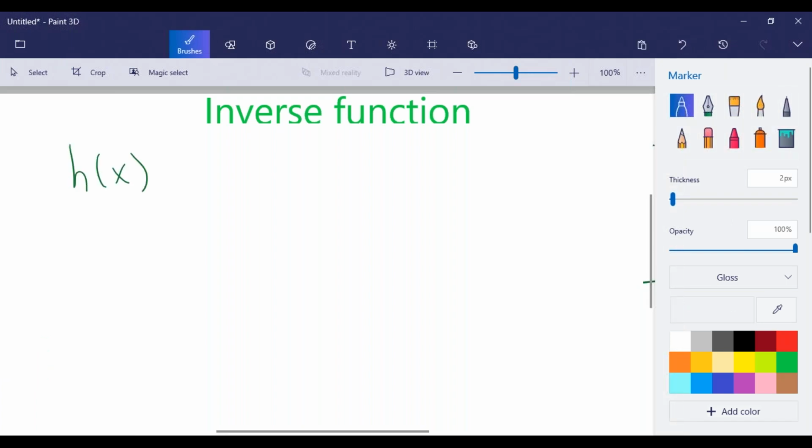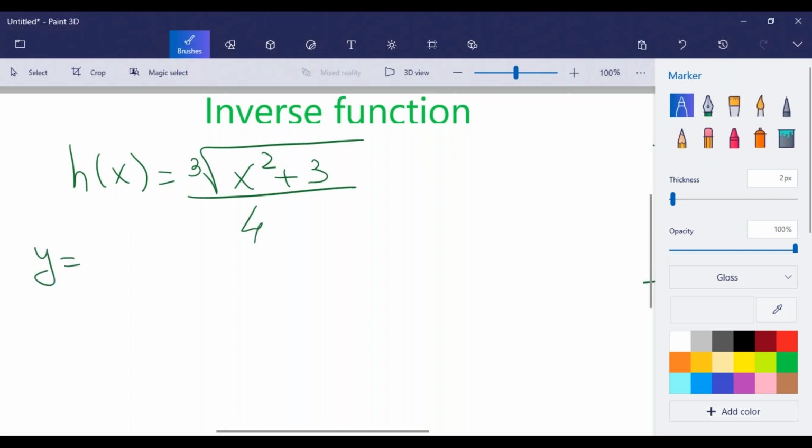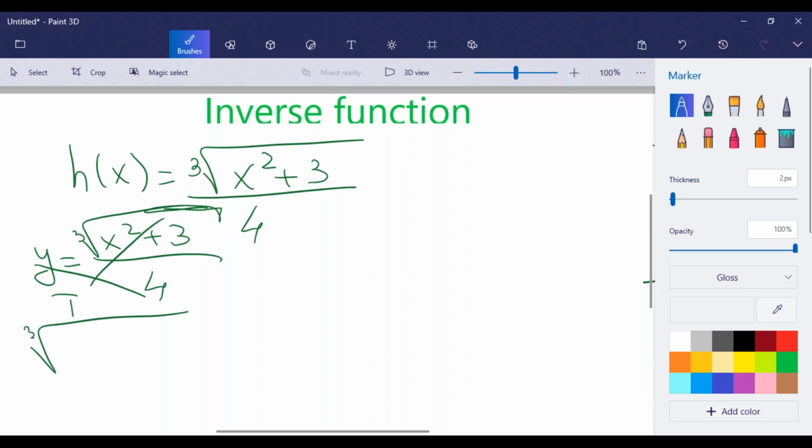h(x) equals the cubic root of (x squared plus 3) over 4. y equals the cubic root of x squared plus 3, all over 4. So how can you see that 4 is not under the cubic root? That's why the first step will be cross multiplication. The cubic root of x squared plus 3 equals 4y. Now I have to cancel the cubic root and then move on.